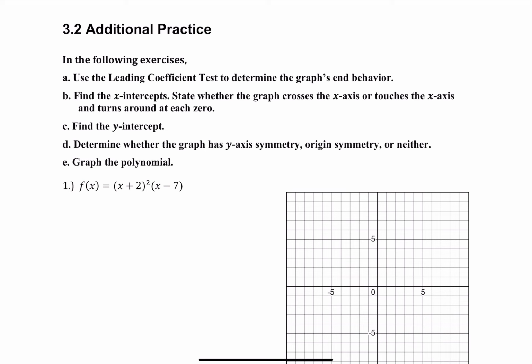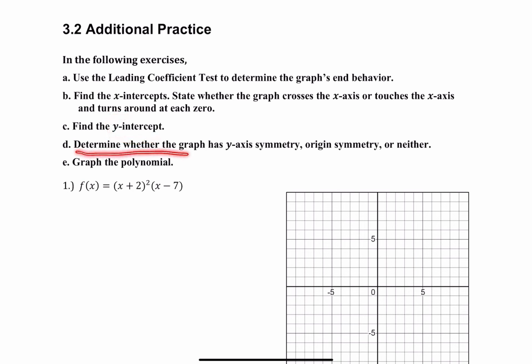So in order to graph a polynomial, we're going to need to use the leading coefficient test to determine the end behavior. We'll find the x-intercepts, otherwise called the zeros. Then we'll need to find the multiplicity of each zero and state whether the graph crosses the x-axis or touches and turns at each of those zeros. For a little additional information, we'll find the y-intercept.